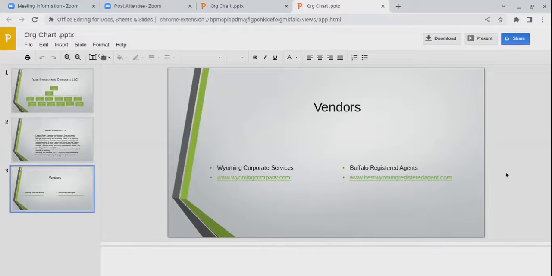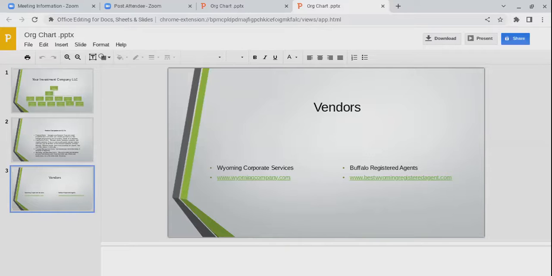So these are the two vendors: Wyoming Corporate Services, WyomingCompany.com, and Buffalo Registered Agents, which is bestWyomingRegisteredAgent.com. They also can do statutory trusts. You can contact them. Wyoming Corporate Services also does series LLCs for Wyoming. I'll do another video on that. And they do some other stuff. They do all the way to attorney-client privilege. Both companies provide virtual office, mail forwarding, answering, things like that as well.